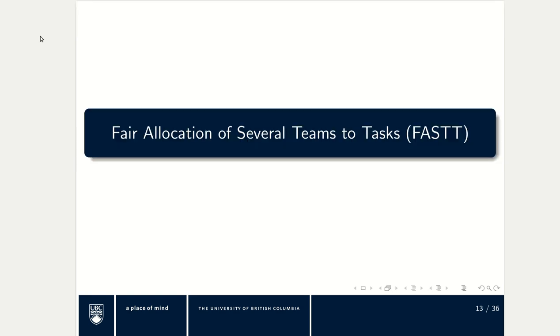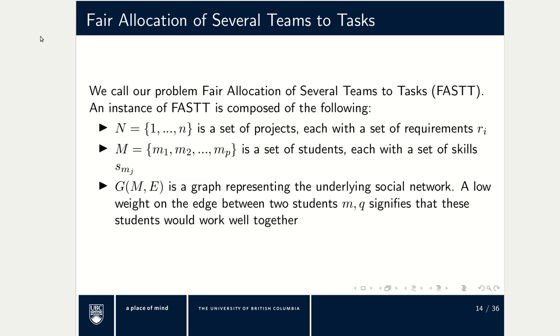So the problem that we came up with is called the fair allocation of several teams to tasks. What we do is we combine elements of team formation with techniques from fair allocation. So one instance of our problem is composed of the following.